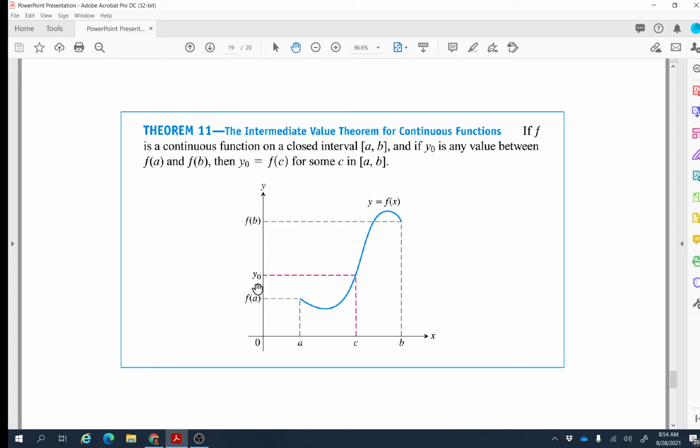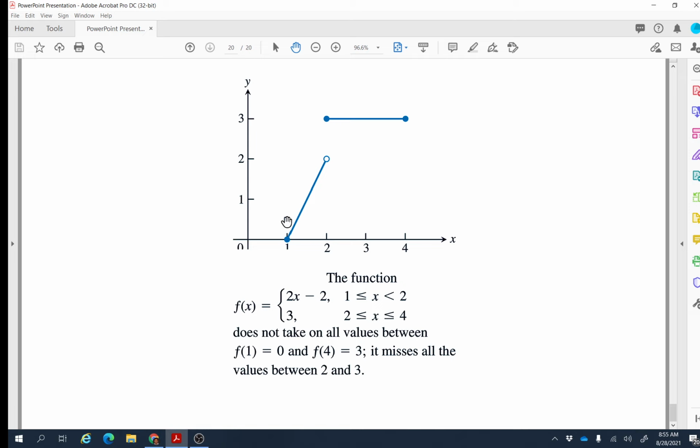So you can see that the value of the function at a is f of a, the value of the function at b is f of b, so we should be able to find the graph for any value in between f of a and f of b. One example, as you can see, this is the graph of a function f of x. At 1 the value is 0, at 4 the value is 3.